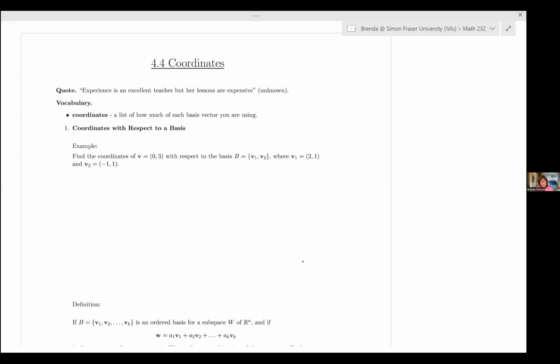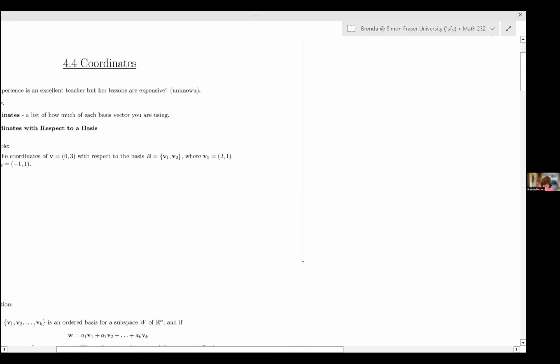So the most important thing about this is going to be that we're going to understand that when we give the coordinates for a vector, it is with respect to a certain basis. We've already been doing this. I'm just going to give a quick example of what I mean.